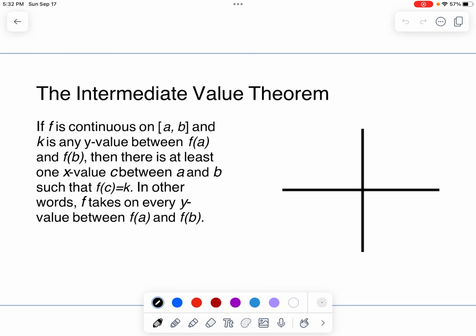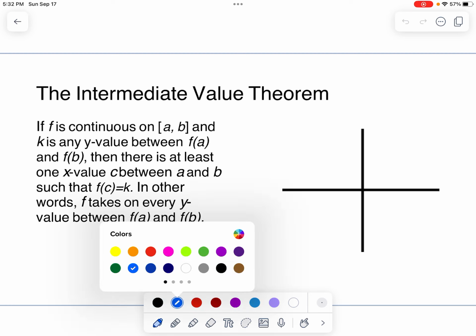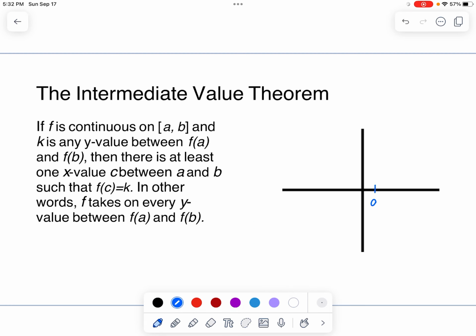Okay, so I'm going to break this down a little bit. First, we have this continuous function that goes between A and B, and we've been talking about continuity. It's going to come more into play today, but that basically just means from a graphical standpoint there's no holes, there's no jumps, there's no oscillation or infinite discontinuity. And so this is what our function looks like. This is the x value A, this is the x value B.